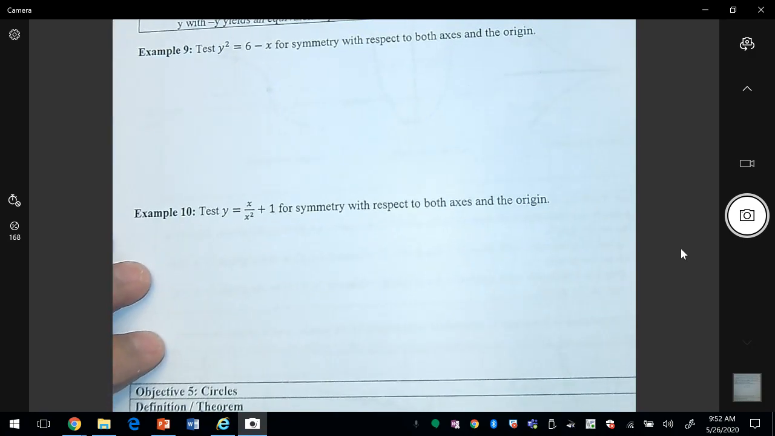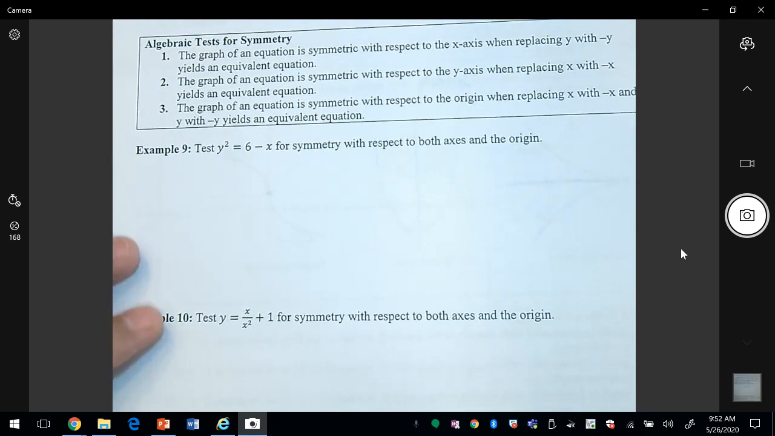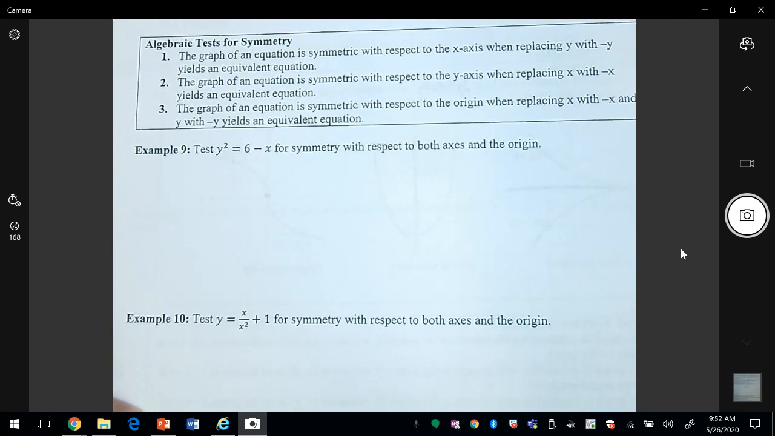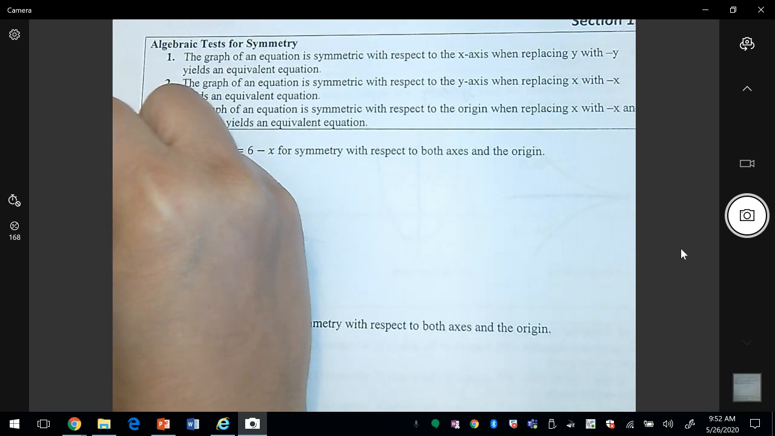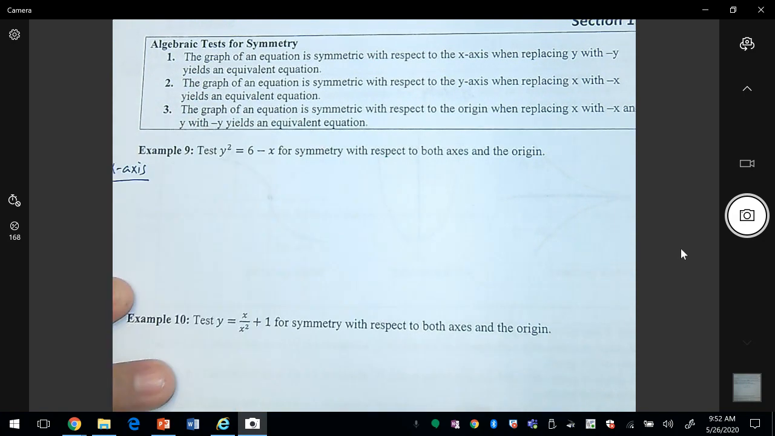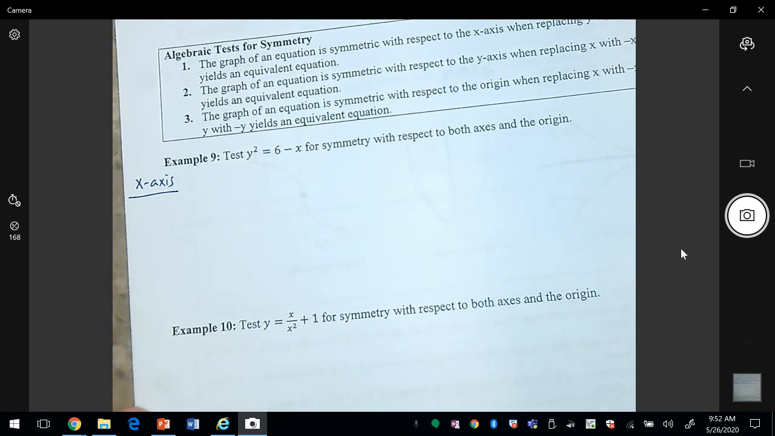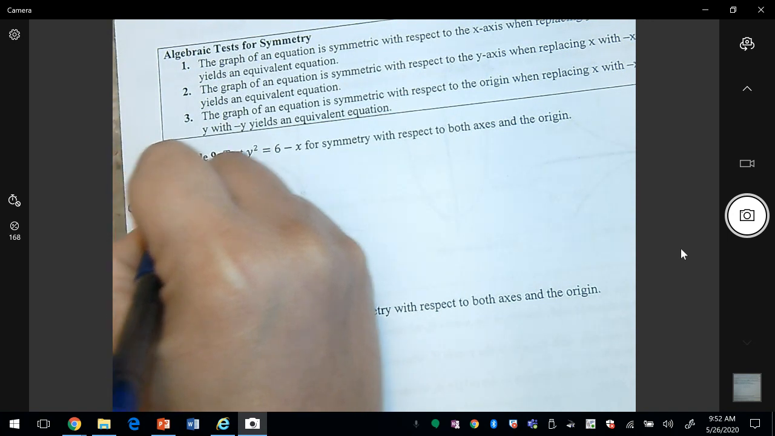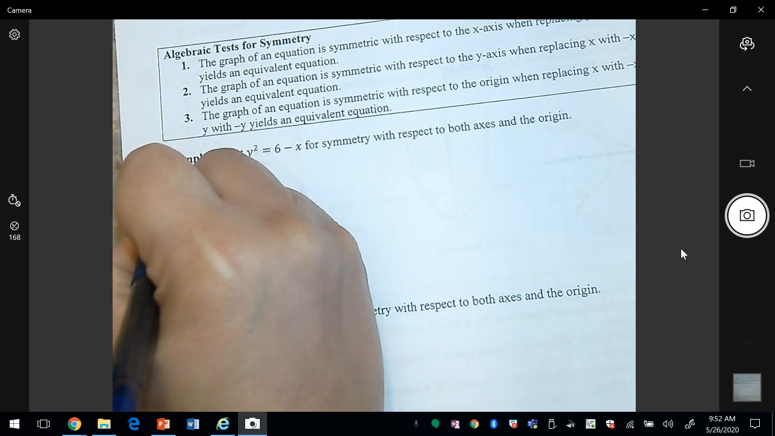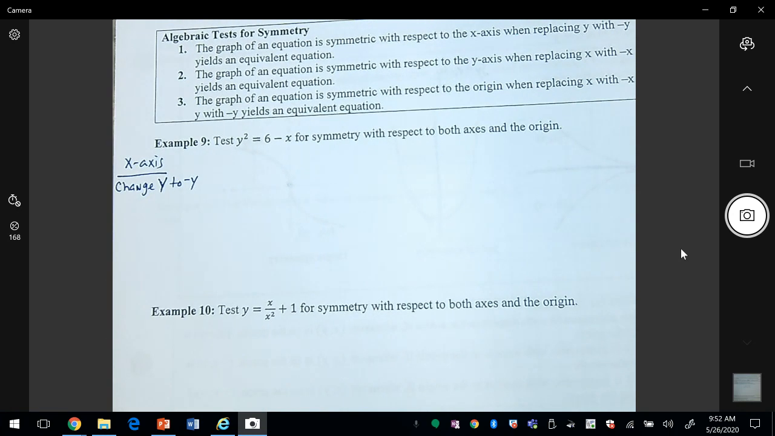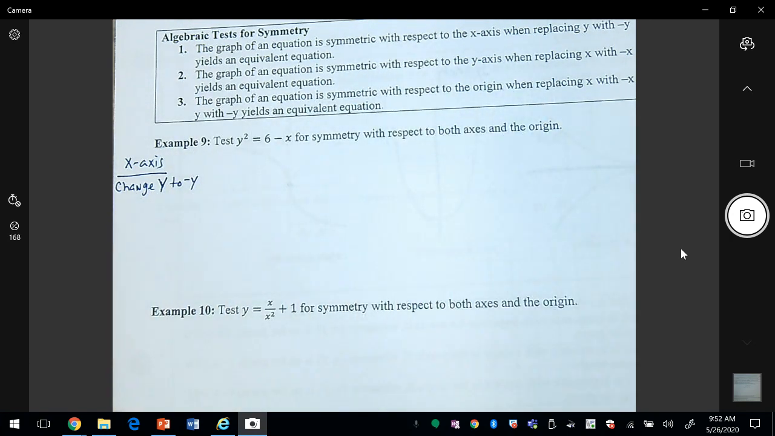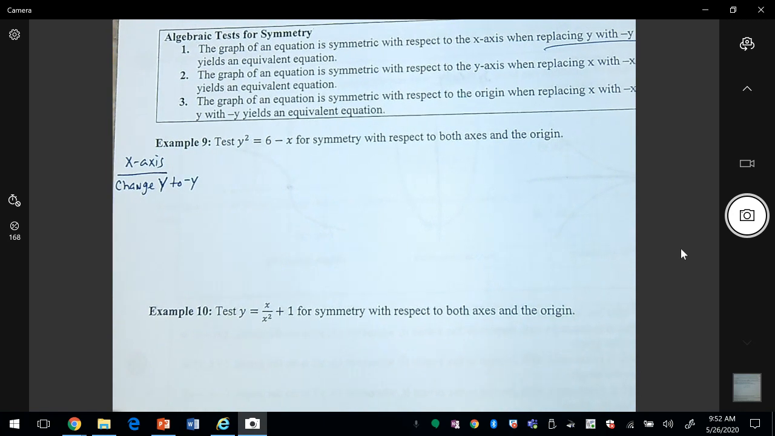If you don't have a graph, we still need to figure out whether something has symmetry or not. So in this example, we're going to work it out algebraically. You want to check for x-axis symmetry first. In the previous examples, we noticed that the y values were changing from positive to negative, so we're going to do that. This is going to be example 1 up here in this definition. So we're replacing y with negative y.